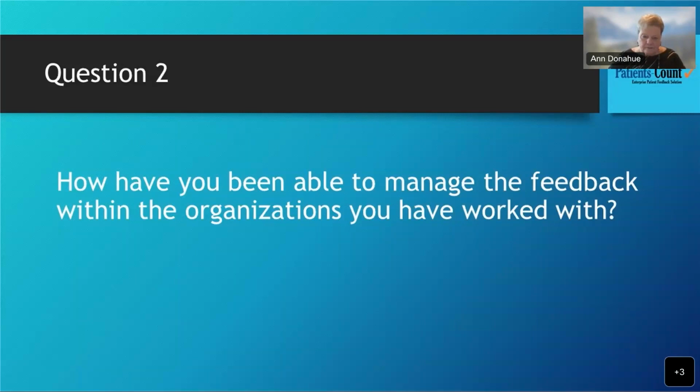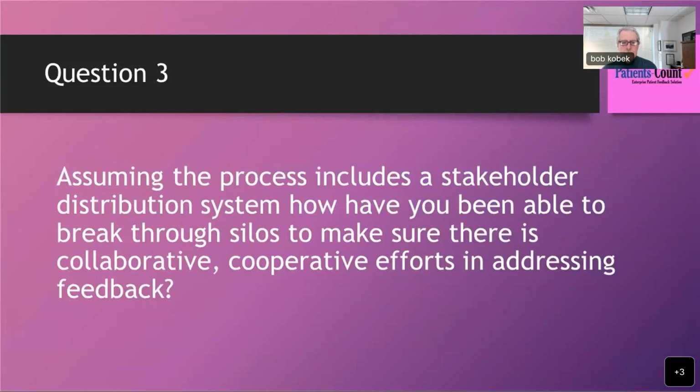And so then here comes the tricky part. To you, probably not as a professional, but to me, it's a little tricky in that the process is always going to include stakeholders, which is what we refer to as the enterprise. So you're going to have marketing, you're going to have patient experience, you're going to have a call center, you're going to have different stakeholders throughout that organization. How have you been able to break through those silos to make sure that we're getting the cooperative efforts when we're talking about feedback? Yeah, and I think that goes on to our next question.